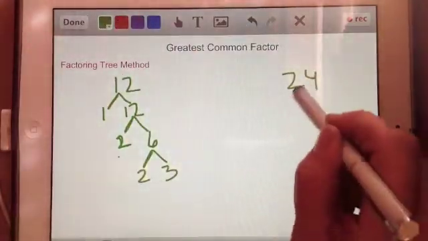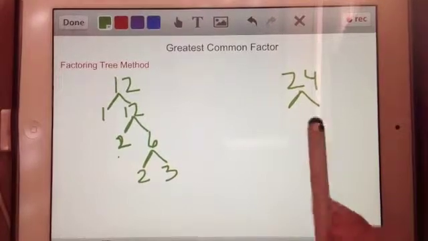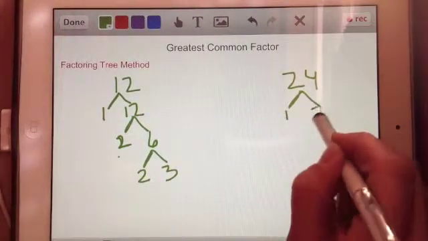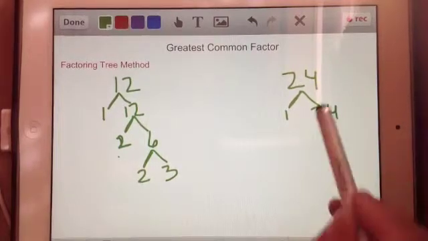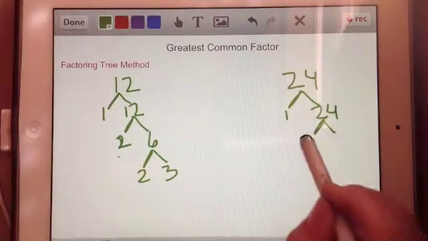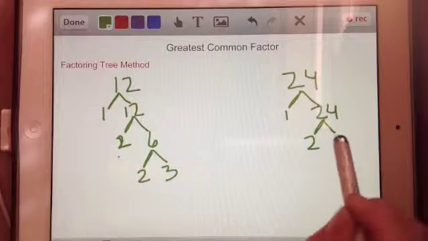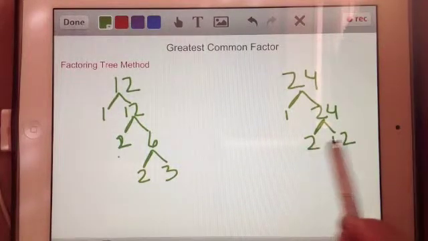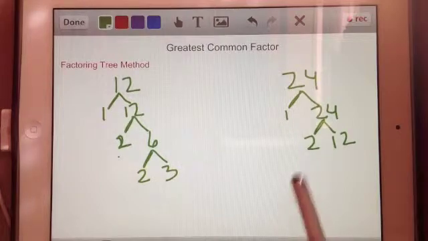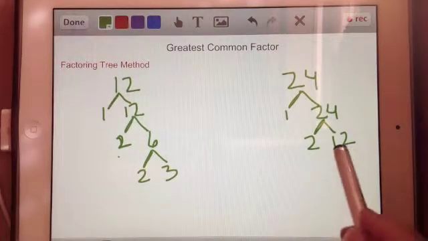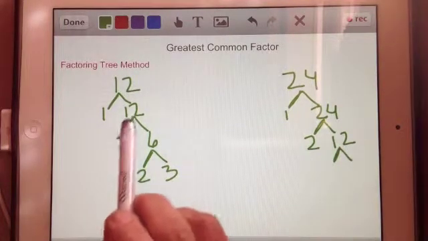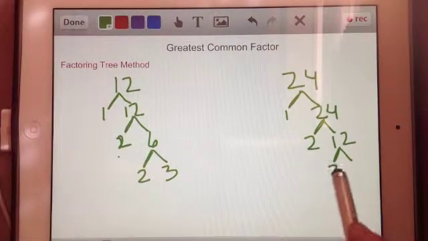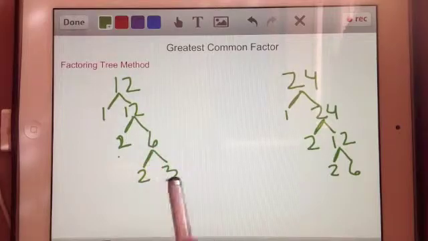Now for 24. I know that the first two factors I need to write are 1 and 24. And then I'm going to divide it up by 2, and I get 2 and 12. Notice I didn't put 12 and 2. I put 2 and 12 just because I like to put the least numbers on the left. And then for 12 and 2, now I just repeat what's happening over here on this side. From 12, I got 2 and 6. From 6, I got 2 and 3.